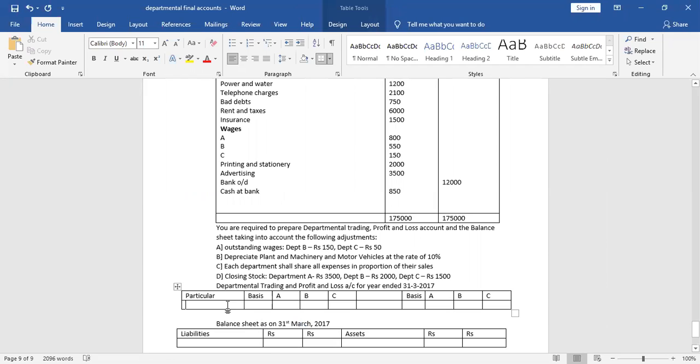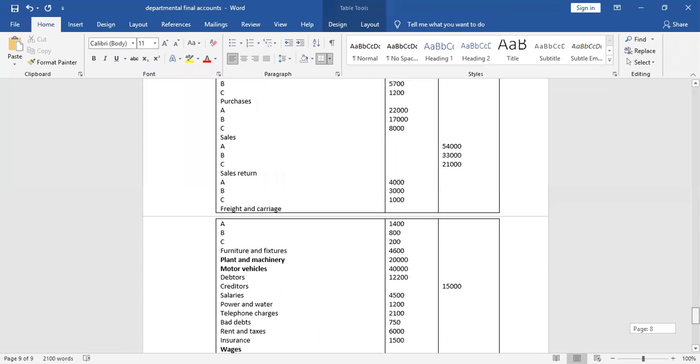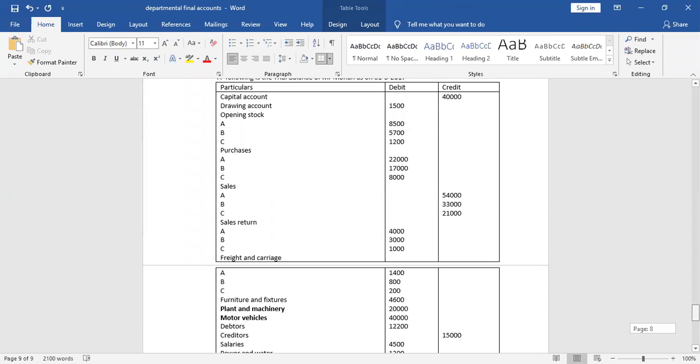First of all, what will come in the trading account? Opening stock will come. Opening stock basis will be given. How to divide among all the departments will be given. So opening stock, what is given? So what we can do, we can start from here also.